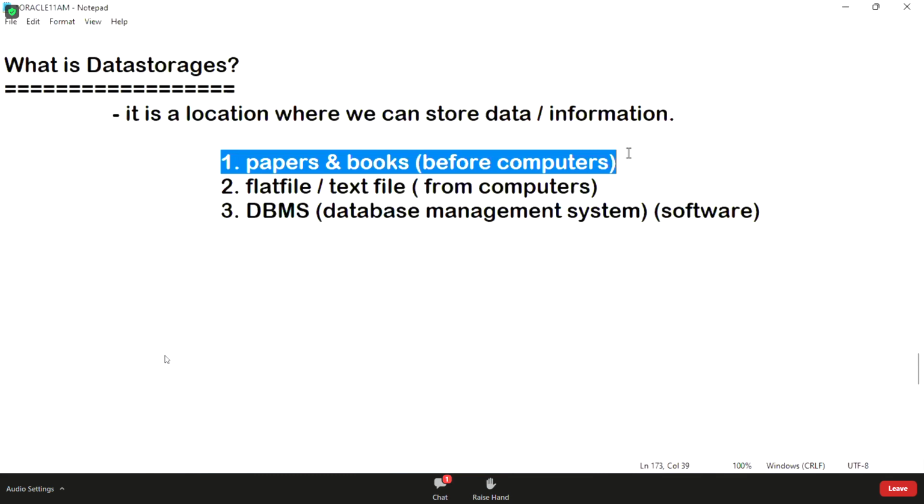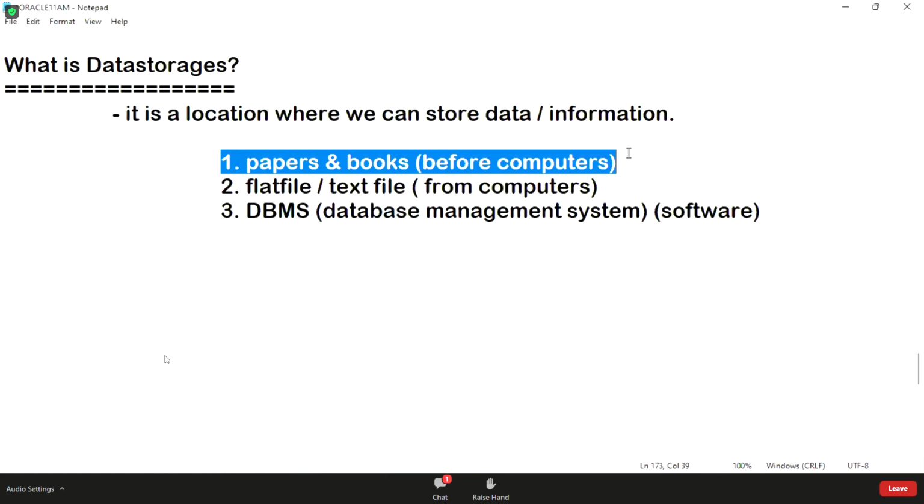So manpower is highly required, yes or no? And when manpower increases, automatically my expenditures also increase. Next, how much data can I handle in a paper and book? Very small data we can handle, but we can't handle big data. That's the problem.